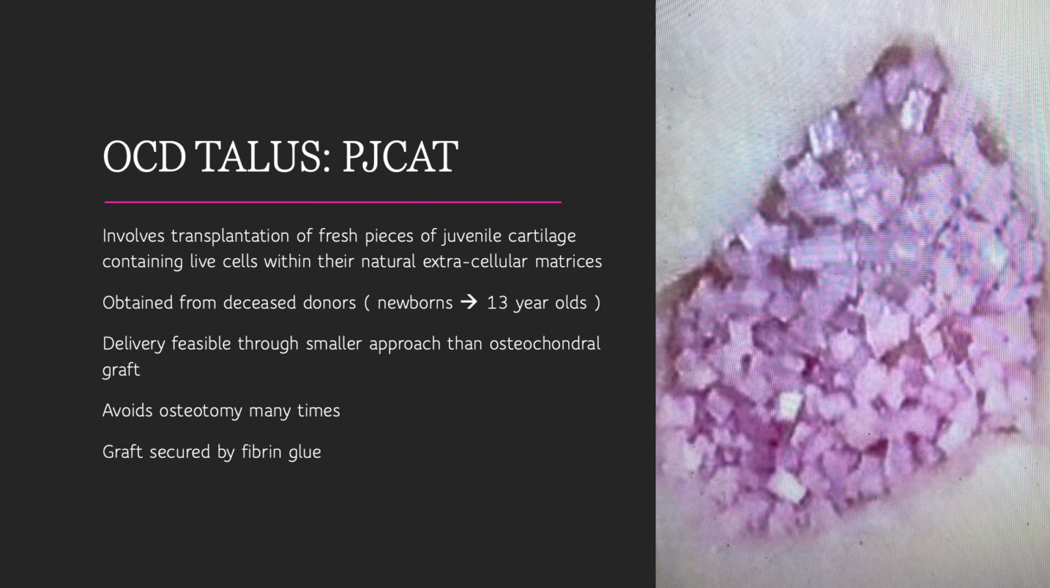The third common form of cartilage replacement is through the use of particulated juvenile cartilage allograft transplantation, which involves transplantation of fresh pieces of juvenile cartilage which contain live cells within their natural extracellular matrices. These are obtained from deceased donors, typically newborns up to 13-year-olds. The delivery is feasible through a smaller approach than an osteochondral graft, and therefore most times you can avoid an osteotomy. These are typically held in place with fibrin glue.